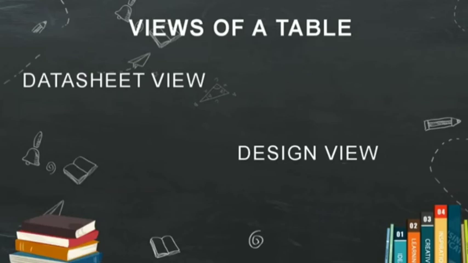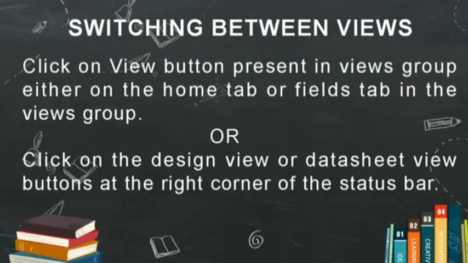The upper part is divided into three columns, which are field name, data type, and its description. Field name and its data type are compulsory, while description is an optional part. The bottom part of design view is field properties, which we have already discussed. Now we will see how we can switch between these two views.